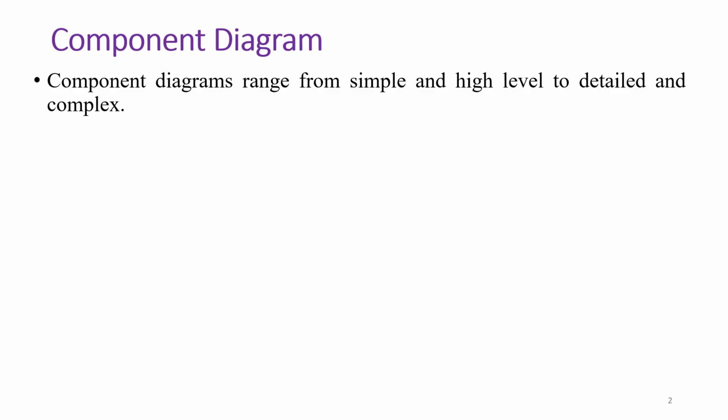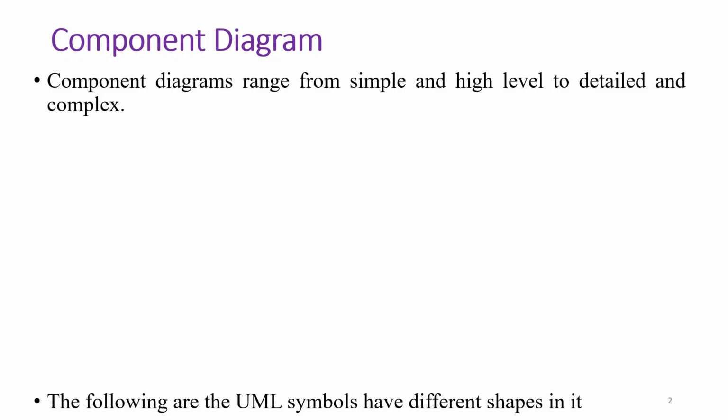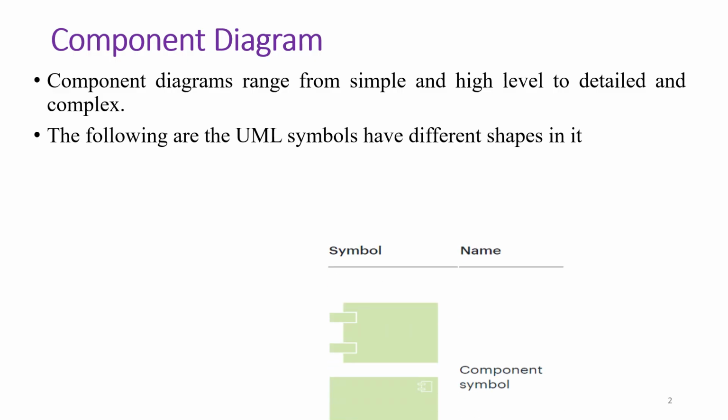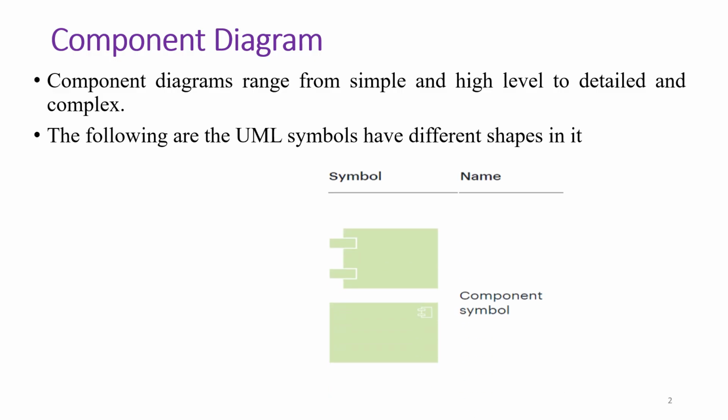Component diagrams range from simple, and we can also provide high-level to detailed, and it will become a complex diagram. There are a few symbols we use for component diagrams. There are different types of structures we can follow. Here we have a rectangle box with two small rectangles at the corners, or else we can provide a big rectangle, within which we provide a smaller rectangle that indicates the component.